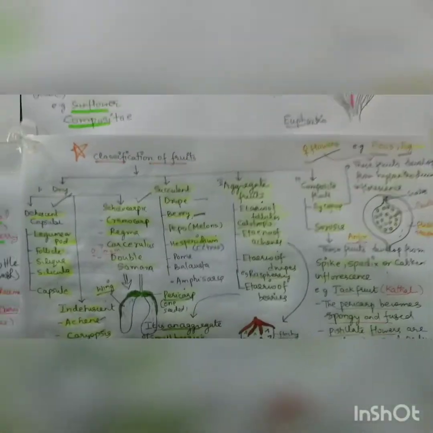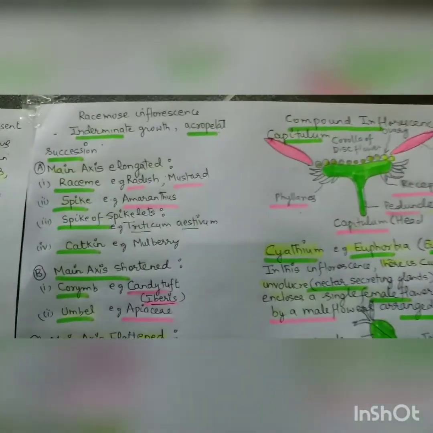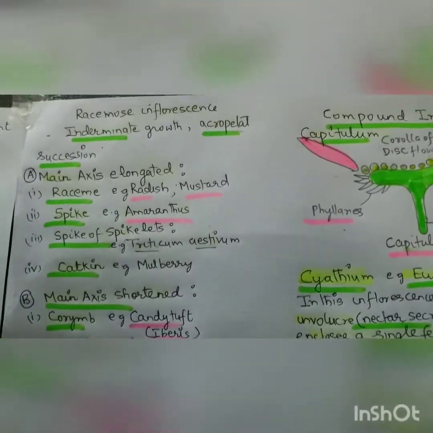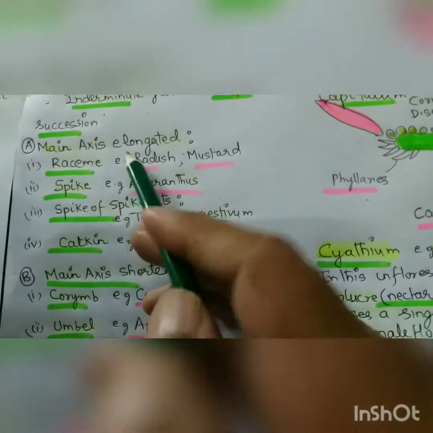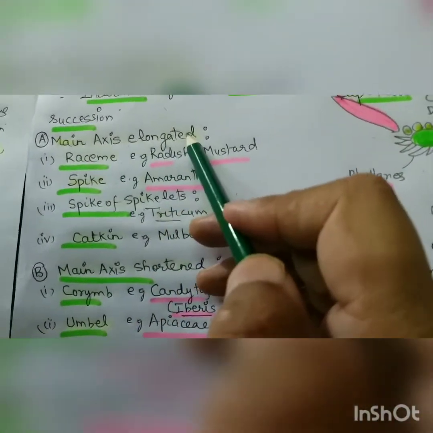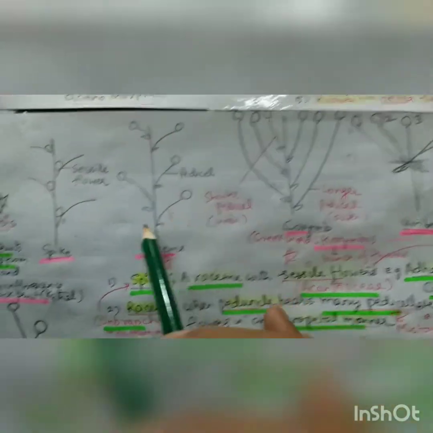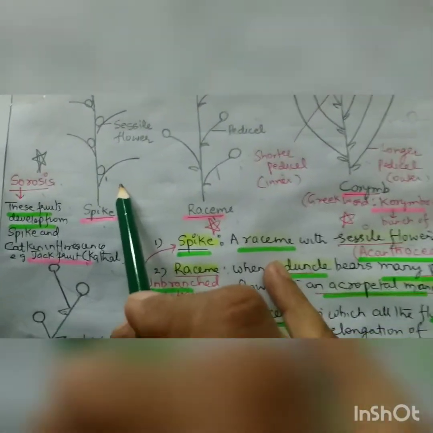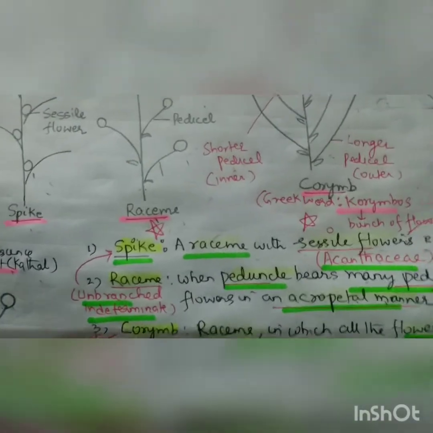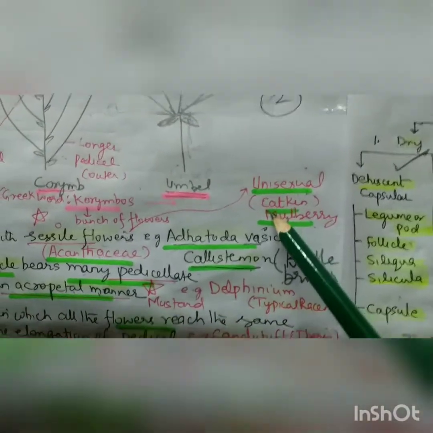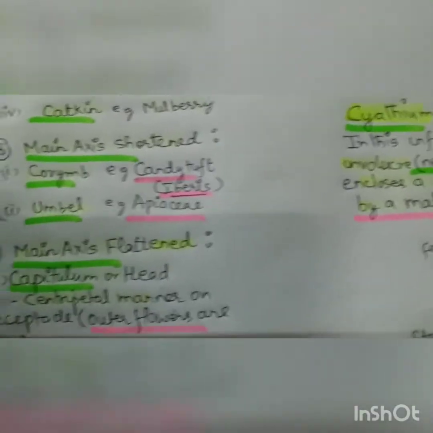And yesterday I also did the racemose inflorescence, in which there is indeterminate growth, and in which the first is the main axis elongated. So it is raceme, spike and spike of spikelets. So this is the raceme. Here the main axis is elongated, having pedicellate flowers, whereas in spike it is sessile flowers, right? Spike of spikelets we did yesterday in the case of wheat, right? Then we have catkin. In catkin we have unisexual flowers. This is mulberry.